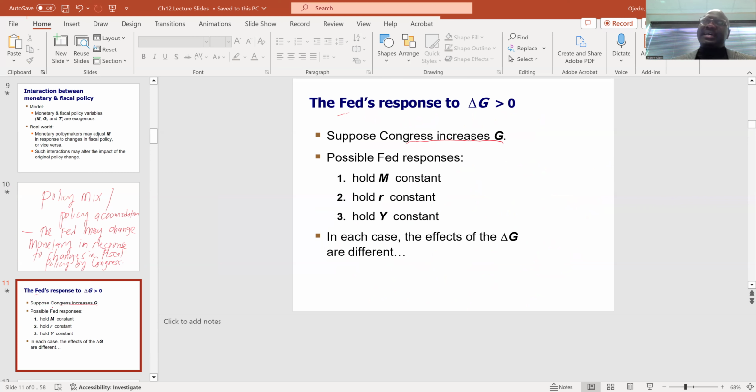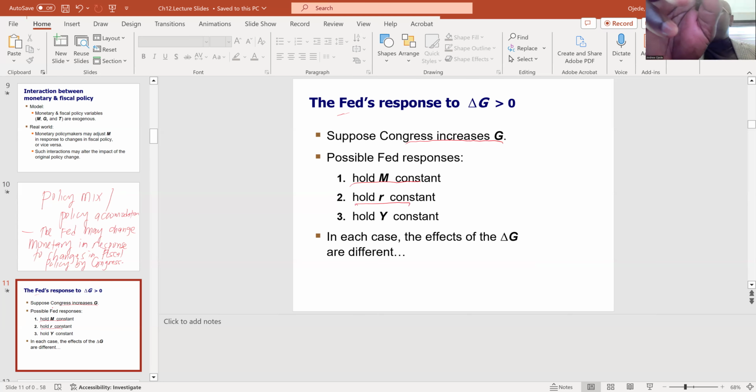If the Fed thinks that what Congress has done was actually good for the economy, they're going to let it go. They're going to do nothing. Doing nothing means the Fed is going to hold money supply constant. That means the Fed agrees that Congress has done something good for the economy. But in the other two scenarios, remember, when the government increases spending, the IS curve shifts to the right, as I showed you earlier. That's going to lead to an increase in interest rate and an increase in real GDP.